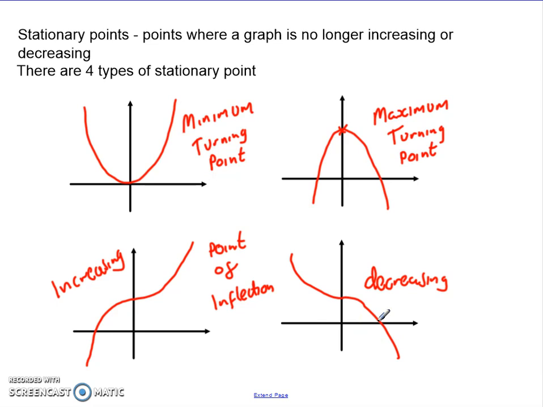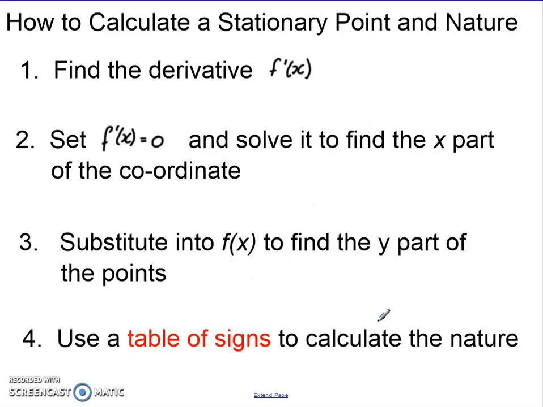Now, determining how these occur, what they look like, and which one we have in a graph, is fairly straightforward. It's just getting used to the technique. The 4 steps you should always do whenever it comes to calculating a turning point and its type are these. First thing you should always do is calculate the derivative. So find your f dashed of x or dy by dx, depending on the format they give you the equation of the line in.